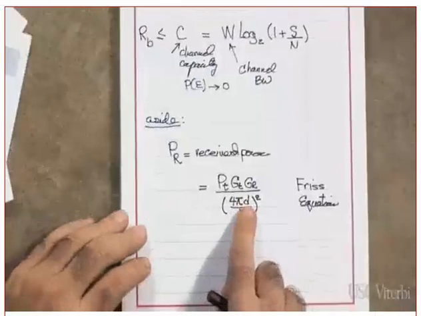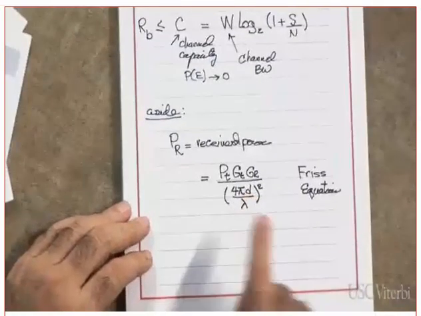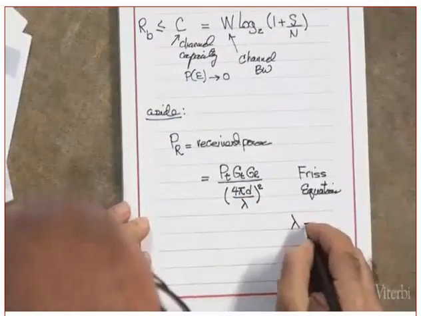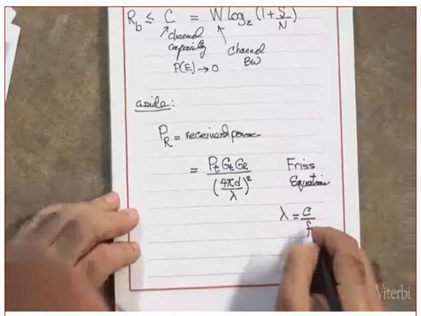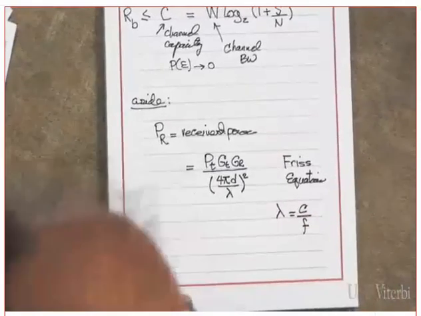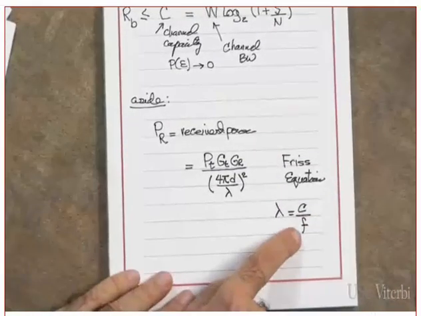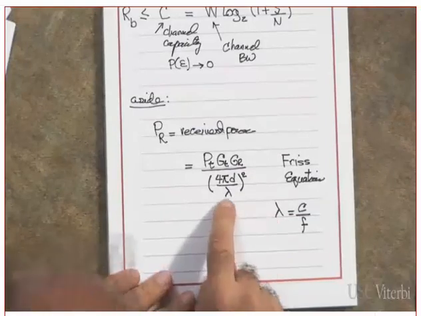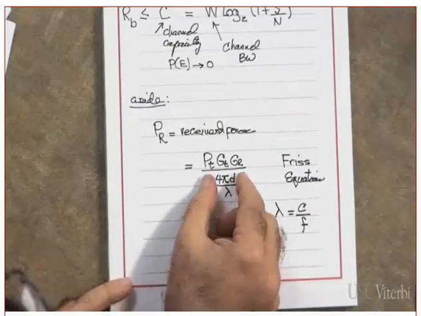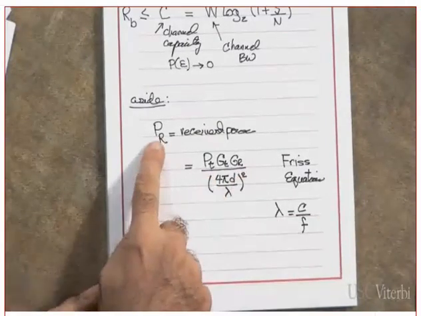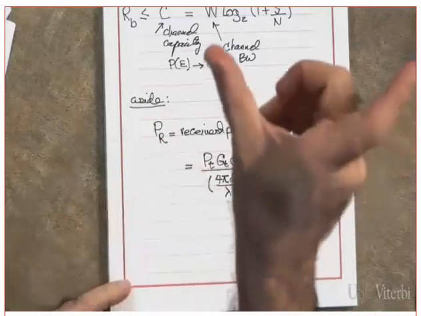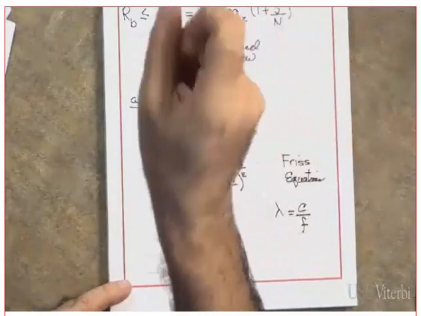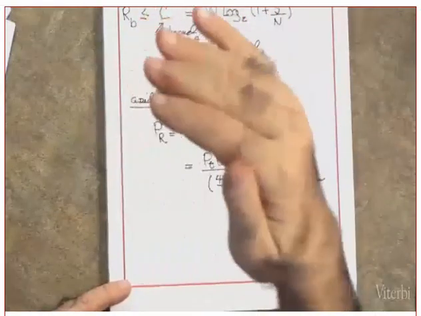What is D? D is the distance. What is lambda? Lambda is the wavelength, equal to C over F. Now, as you increase F, what happens to lambda? It decreases. Which means the coverage becomes smaller and smaller, because the received power decreases.